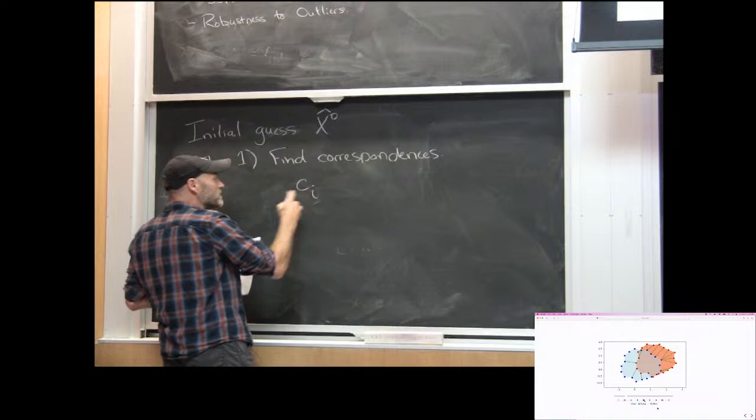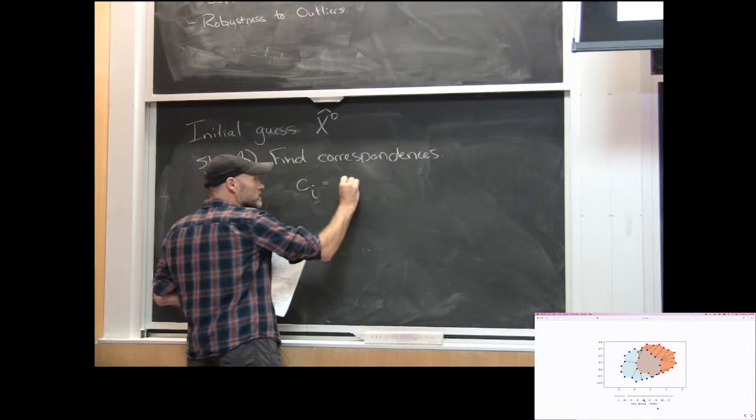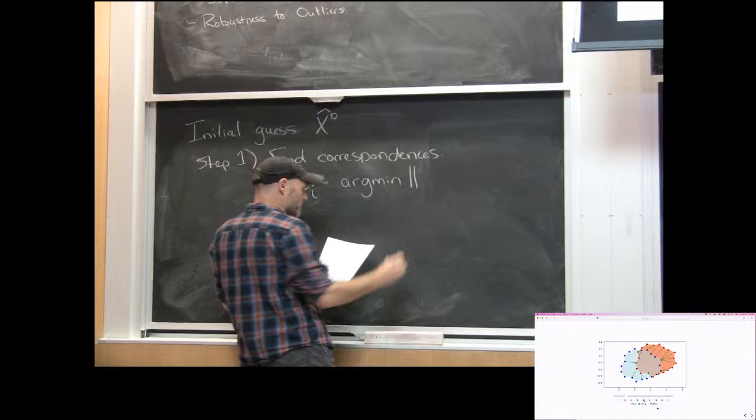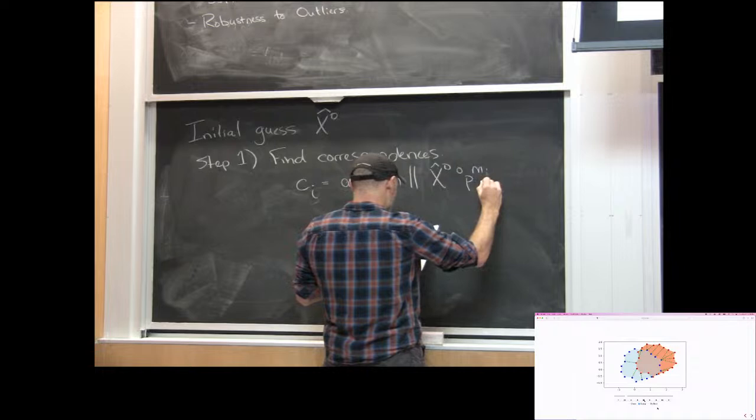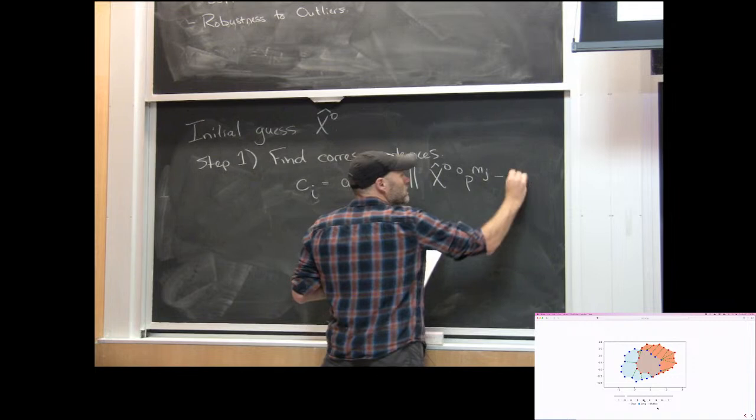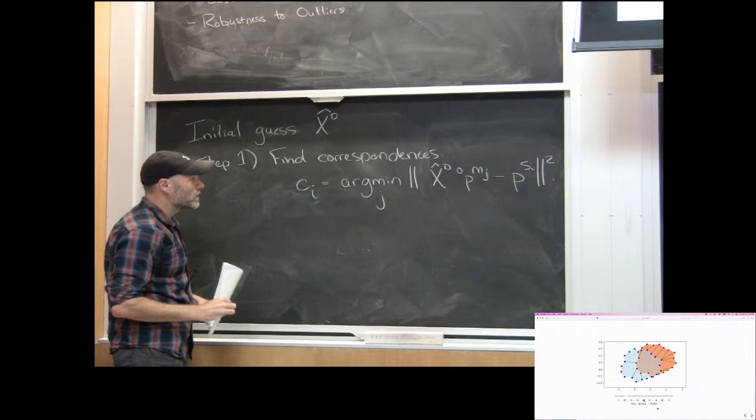I'll choose as my heuristic to take the point that is the minimum distance. Okay, I'll make sure this notation's clear in just a second. Given my initial estimate x hat, argmin over j, I'll search over all of the j's, of the squared distance. And since this is just going to be a guess at the correspondences, I'll put a hat there too.